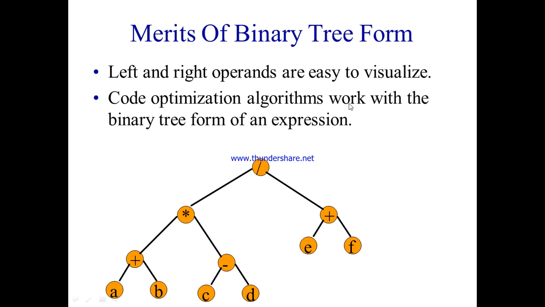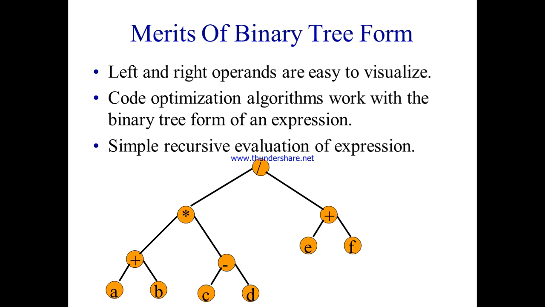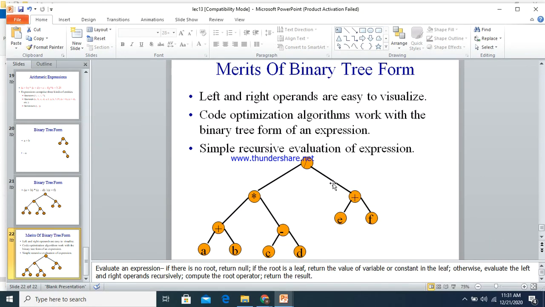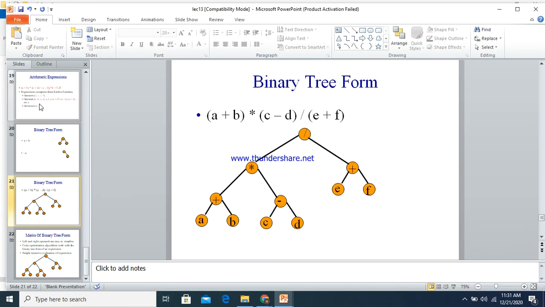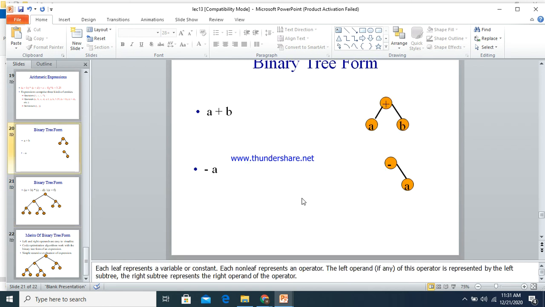And code optimization algorithms work with the binary tree form of an expression. So when you go for expression evaluation, binary tree representation is better to use, right? It allows simple recursive evaluation of the expression, instead of going through the long steps of postfix evaluation. So this is very simple to evaluate. So this is about what a binary tree is and how it is used in expression representation and expression evaluation.